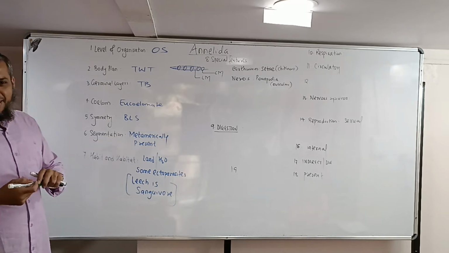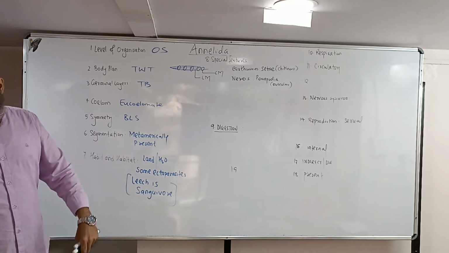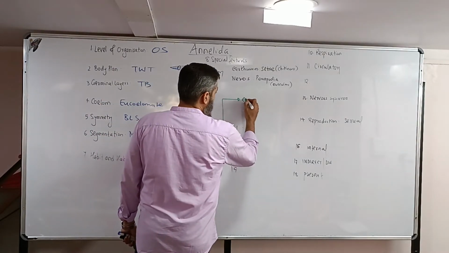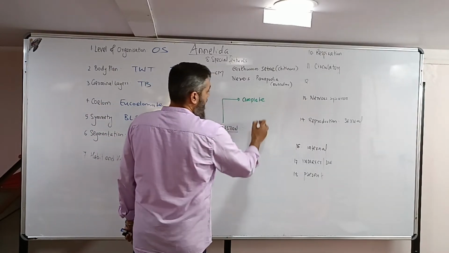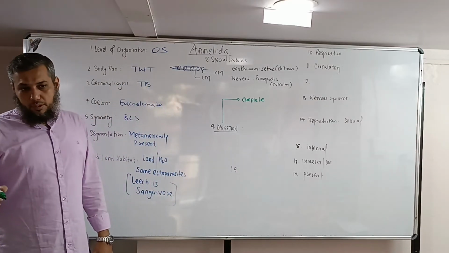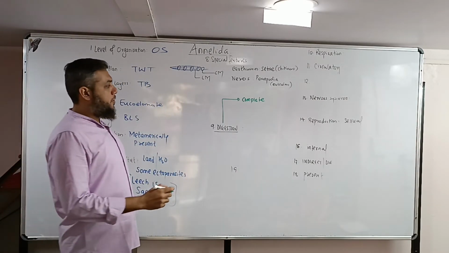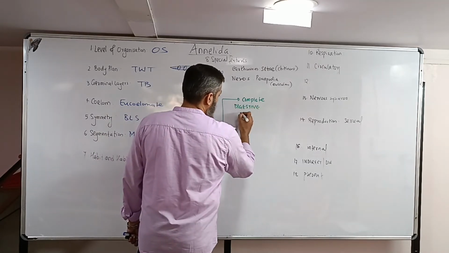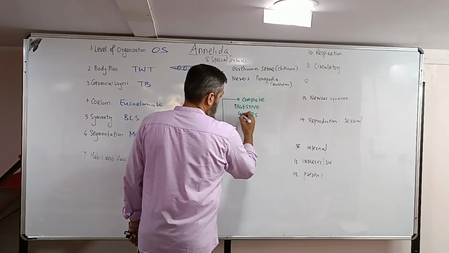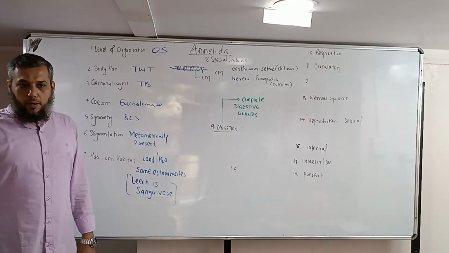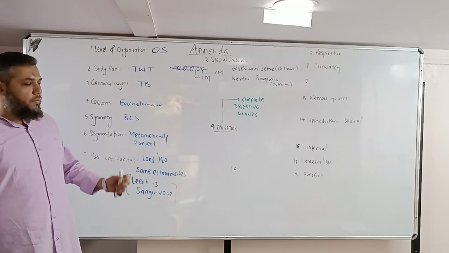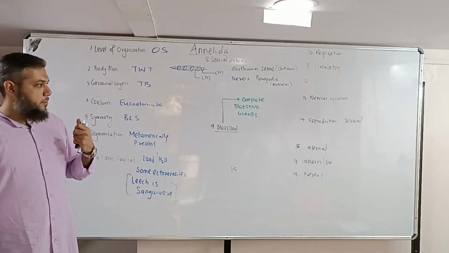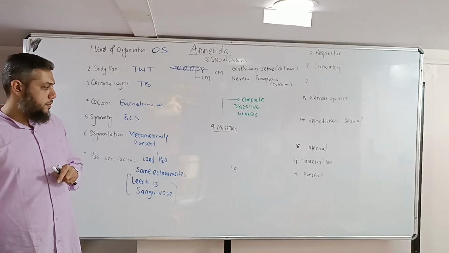Then what are we talking about? Digestion. The digestive system is complete. For the first time from Annelida, we see the presence of digestive glands. It shows the presence of a distinct head and a posterior end. It has a mouth as well as an anus.